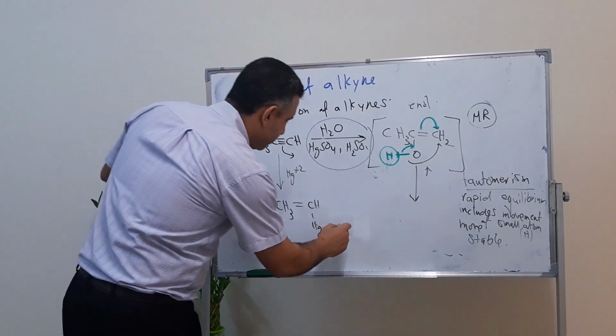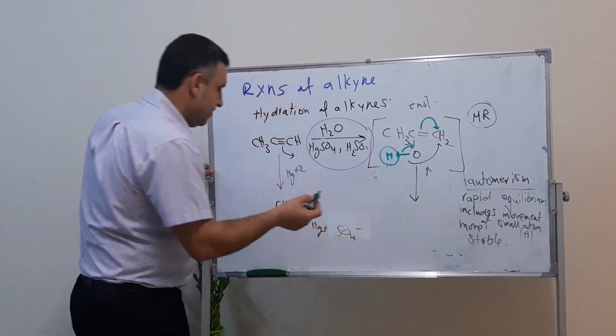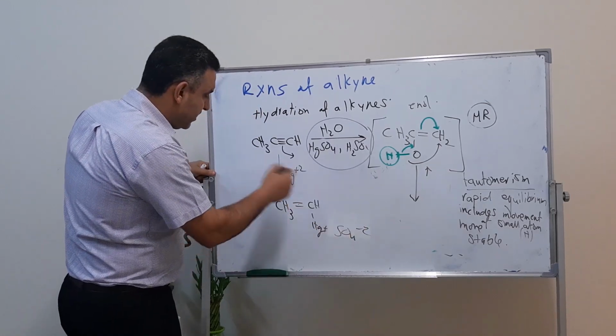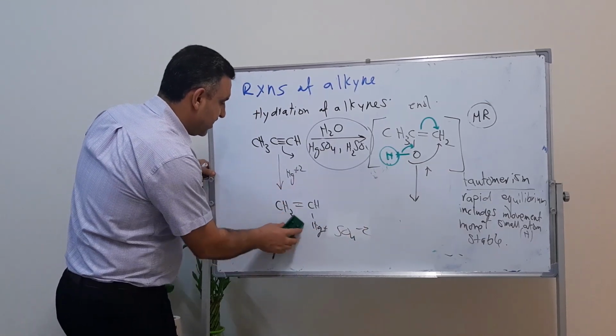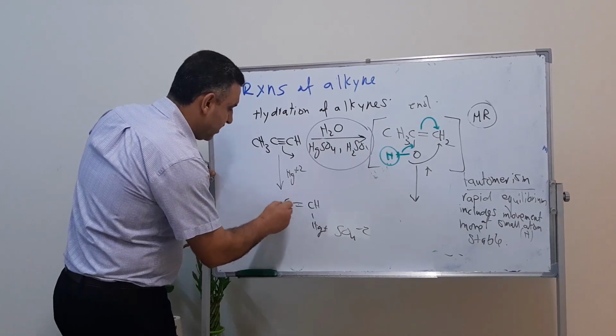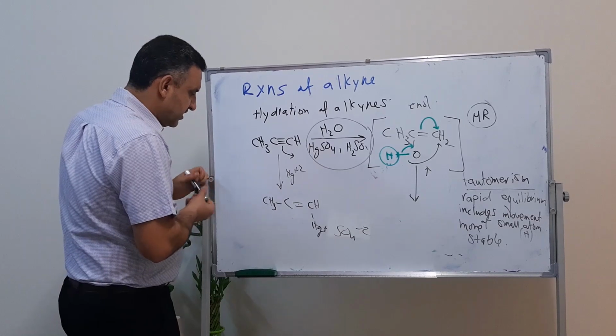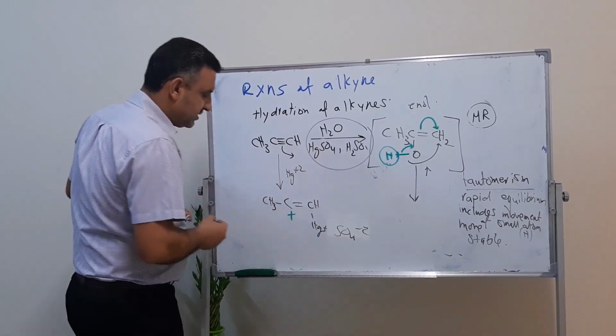Of course, Hg plus, then SO4 minus 2. Now in this case, when this goes here, there is a carbon, and then CH3. You can see here this carbon definitely should carry a plus now.